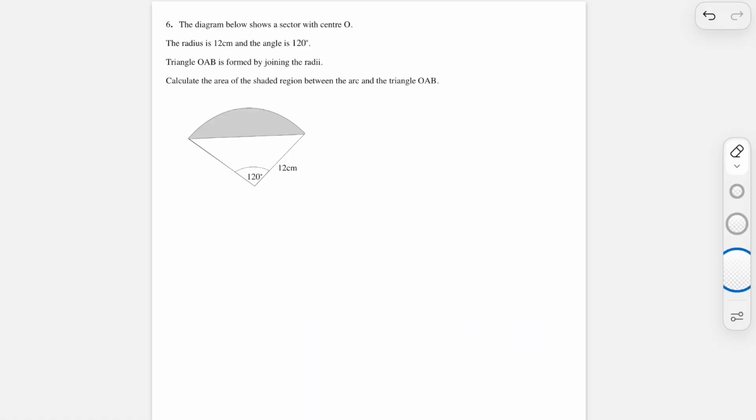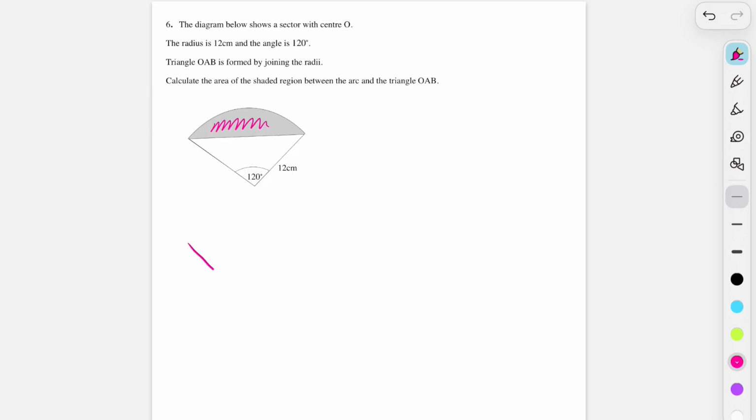This next question says the diagram below shows a sector, centre O. The radius is 12 centimetres and the angle is 120. OAB is formed by joining the radii. Calculate the area of the shaded region between the arc and the triangle OAB. Essentially we're trying to work out this region here. In order to do this, we're removing a triangle from a sector. So we have a sector minus a triangle, and that gives us the shaded region.